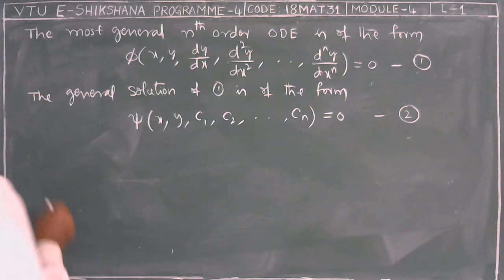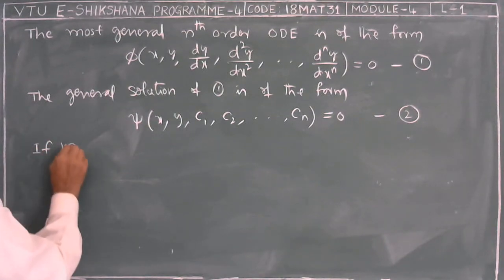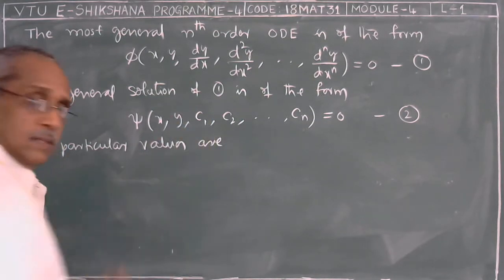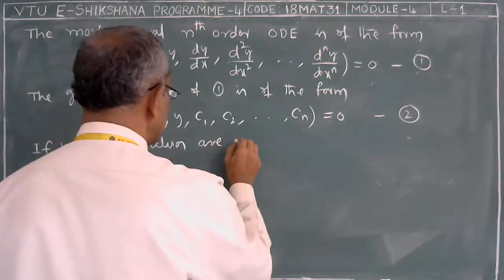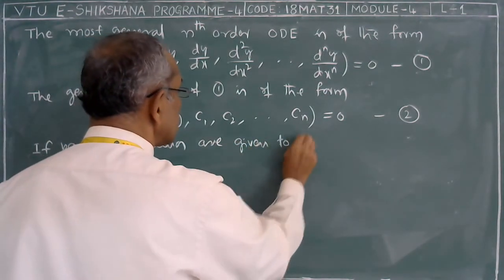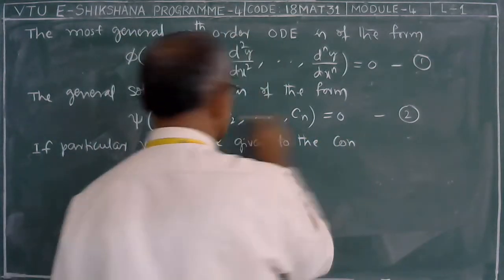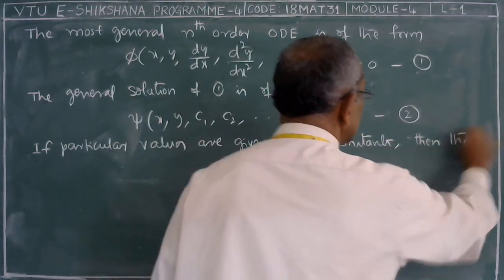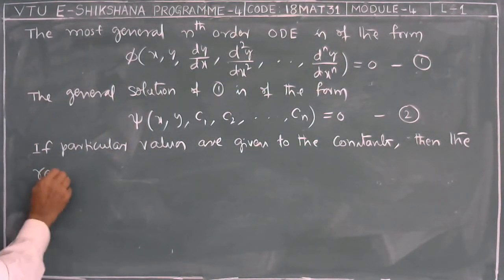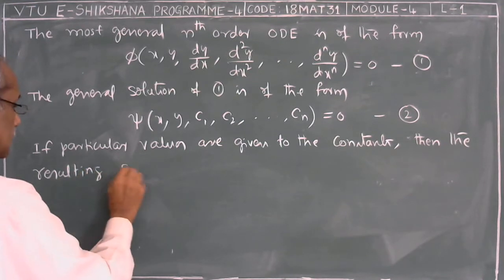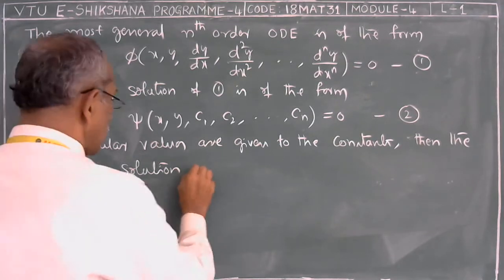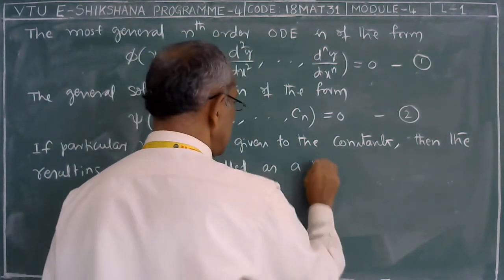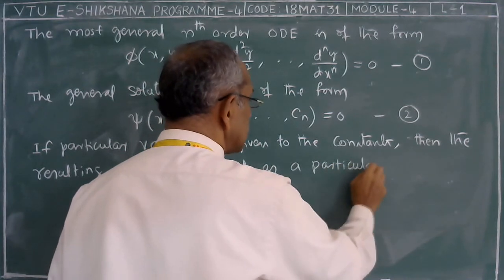If particular values are given to the constants, that is c1, c2, ..., cn, then the resulting solution is called a particular solution.